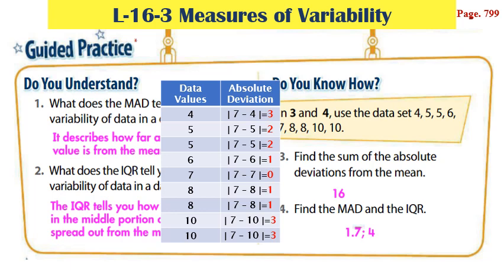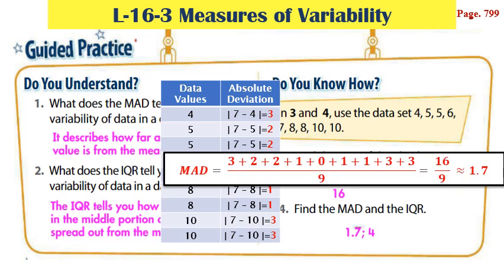Now, find the mean of the absolute deviations, which we call MAD. MAD equals 3 plus 2 plus 2 plus 1 plus 0 plus 1 plus 1 plus 3 divided by 9, equals 16 over 9, about 1.7. So MAD is about 1.7.